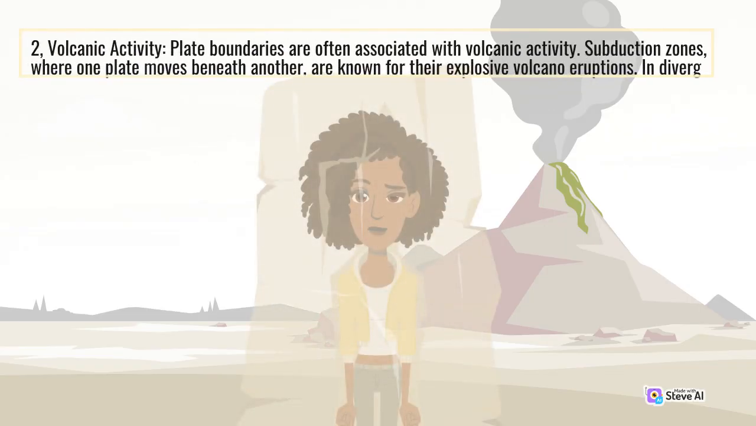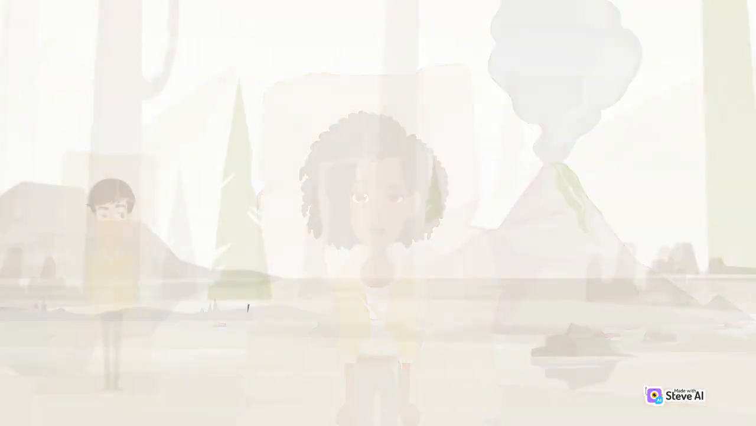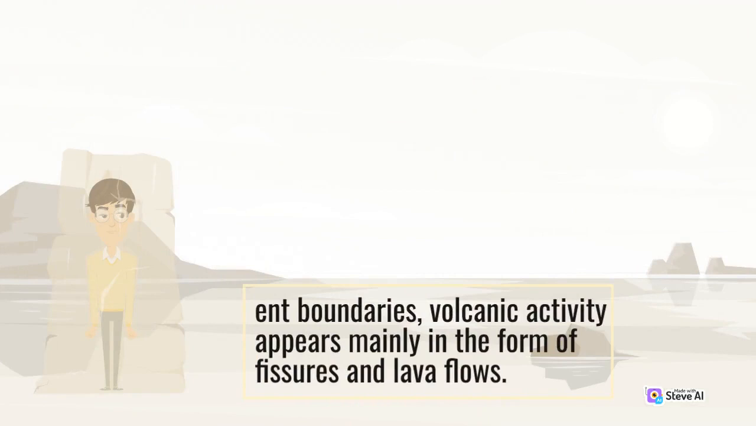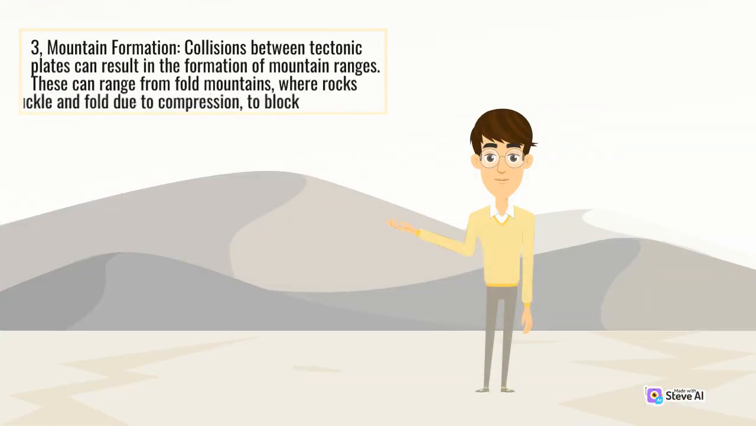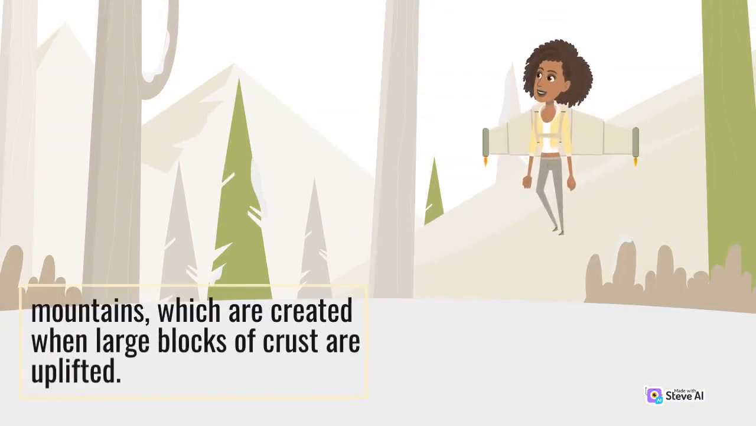2. Volcanic activity. Plate boundaries are often associated with volcanic activity. Subduction zones, where one plate moves beneath another, are known for their explosive volcano eruptions. At divergent boundaries, volcanic activity appears mainly in the form of fissures and lava flows. 3. Mountain formation. Collisions between tectonic plates can result in the formation of mountain ranges. These can range from fold mountains, where rocks buckle and fold due to compression, to block mountains, which are created when large blocks of crust are uplifted.